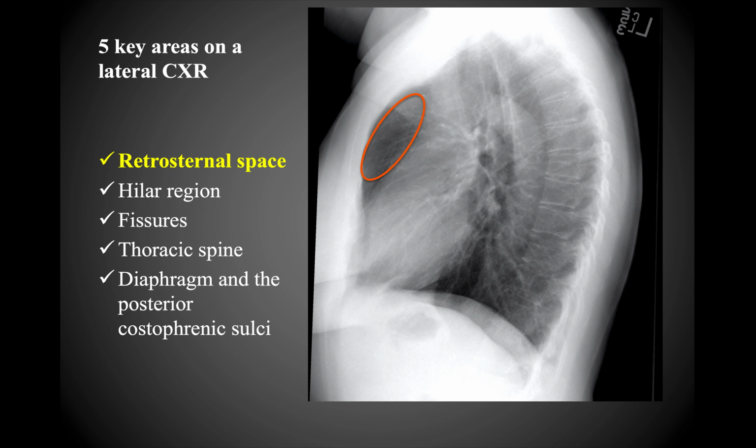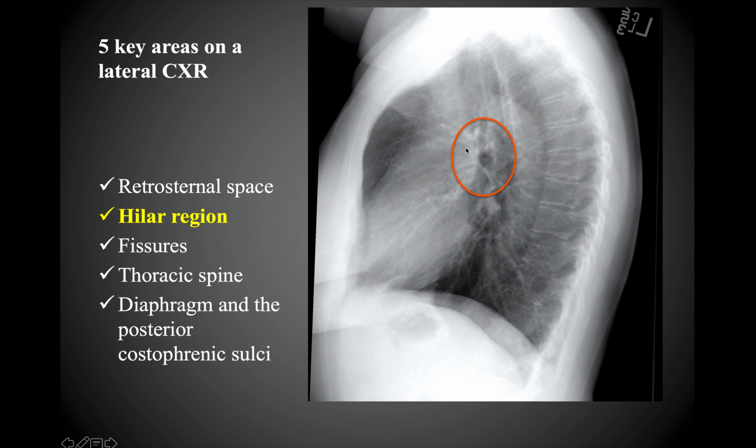So here the retrosternal space is circled. The hilar region, again, the dark black you see right here, or the darker region, is going to be the left main stem bronchus. You can see the right main stem bronchus right above that. And then all the white surrounding this is representing the pulmonary vasculature, the pulmonary arteries.